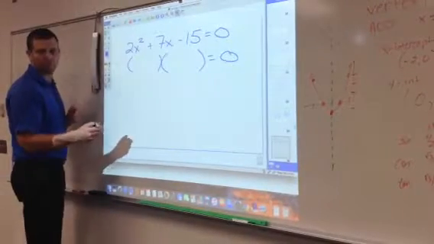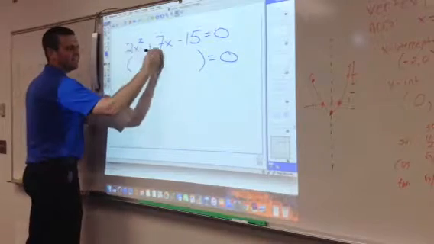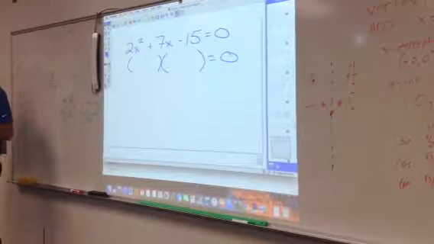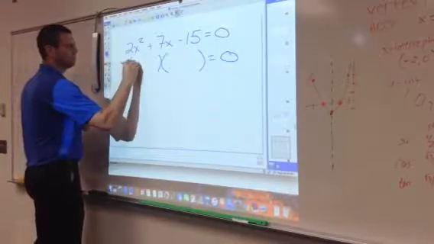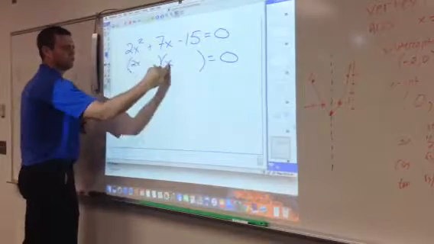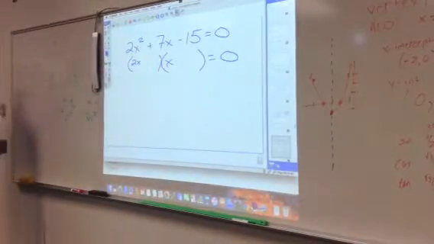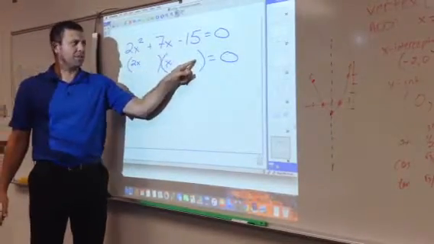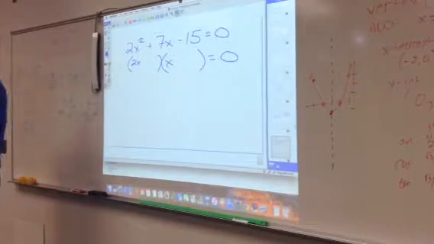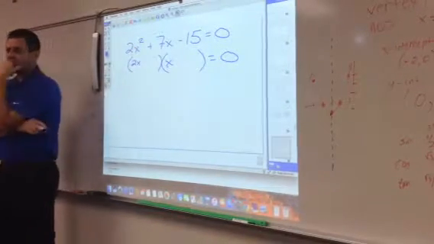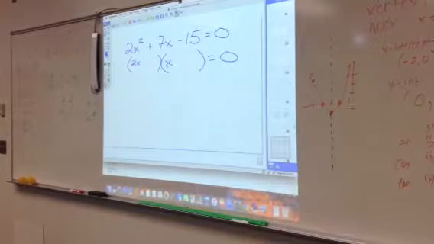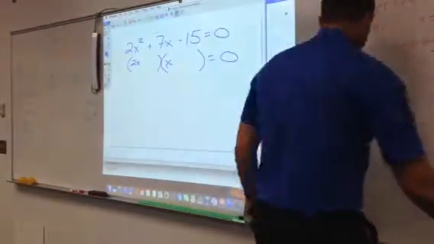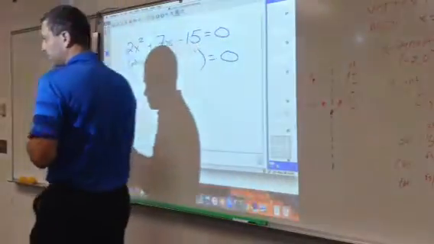And here's how my thought process works. What times what gives me 2x squared? 2x and x. 2x times x would give me 2x squared. Now, this number times this number does have to equal negative 15, but it won't add to 7. That method doesn't work anymore when they throw a 2 in there. So this is where you do have to do a little guessing and checking, or use the process that the video talks about.